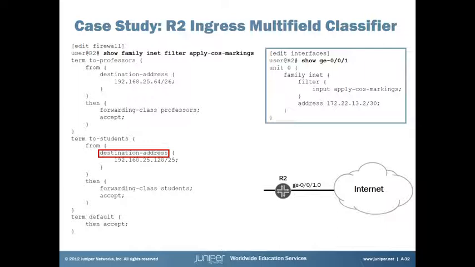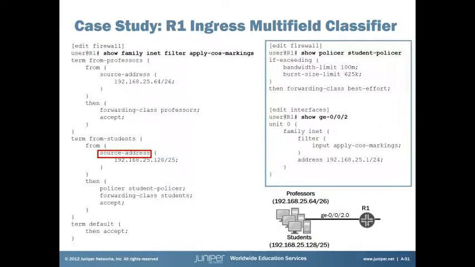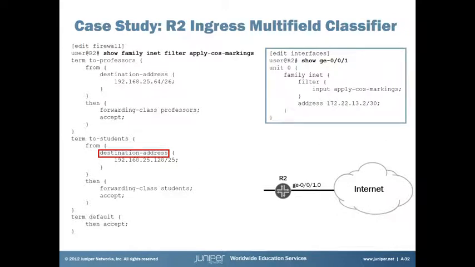On R2, we have got a term to professors from the professor's subnet, then a forwarding class professors, and to students, and we've got a forwarding class students. Oops, sorry, just flipped up the wrong slide there. And we're applying that to ge-0/0/1.